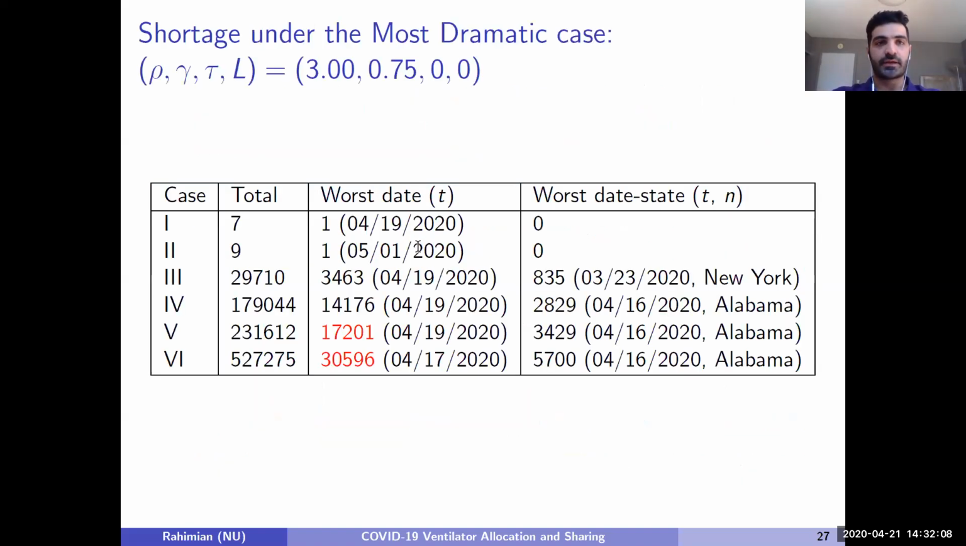So I have some numbers here. Again, this is one of the most dramatic cases that we had considered. The states are not willing to share their inventory and they're using a very high parameter for their safety stock. In the worst situation, we might have around 30,000 ventilators shortage in the whole US.